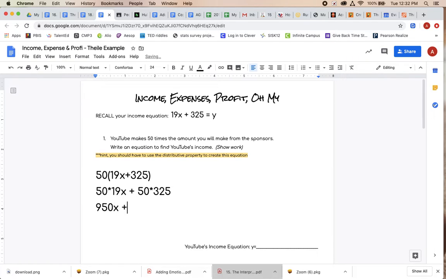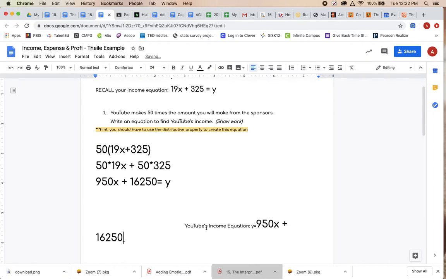I got an x because the 19 had an x. I'm multiplying my 19 x's 50 times, which means I'll have 950 x's. And I have to do 50 times 325. Yikes, that's a big number. 16,250. And that is going to be YouTube's income equation right there.